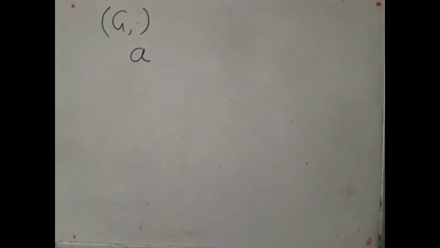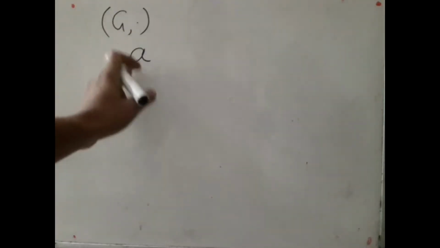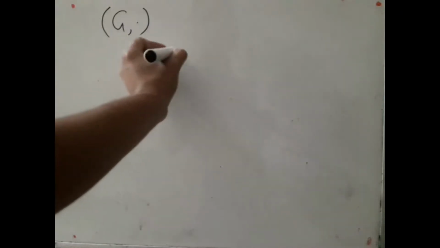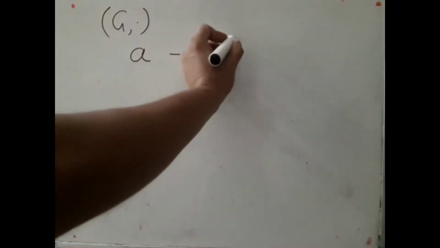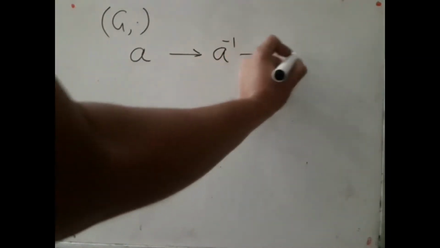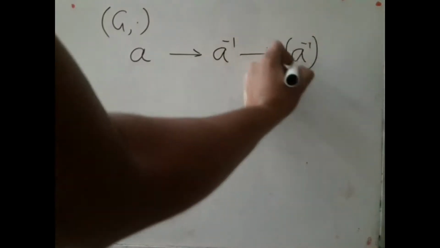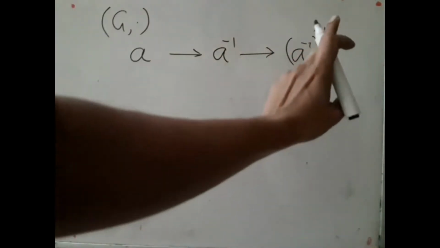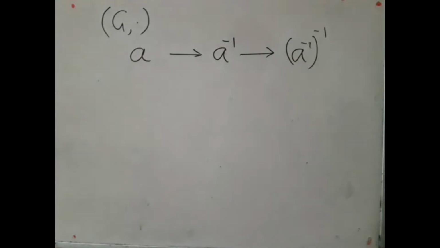Suppose that I have a group and an element a in it. I know that every element in G has an inverse, so A has an inverse, which is A inverse. Now A inverse is again inside G, so this again has an inverse, which will be denoted by this. Is there any relationship between this and this? Now possibly you have already guessed from our everyday examples that this must be A itself.